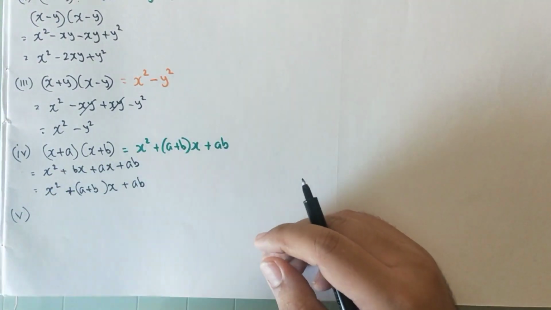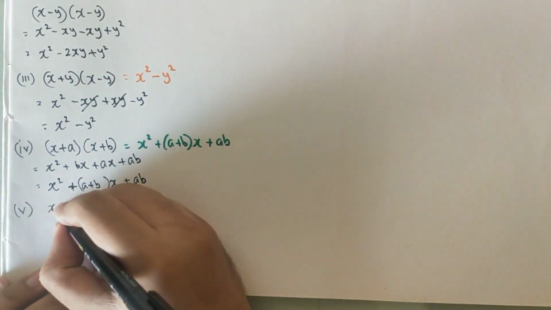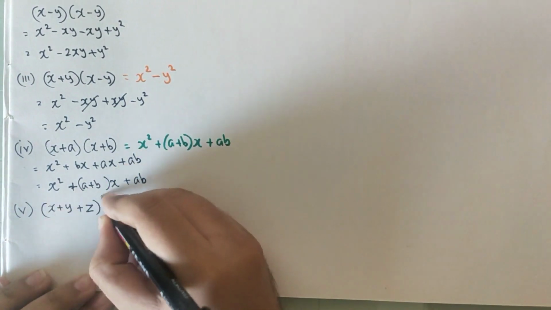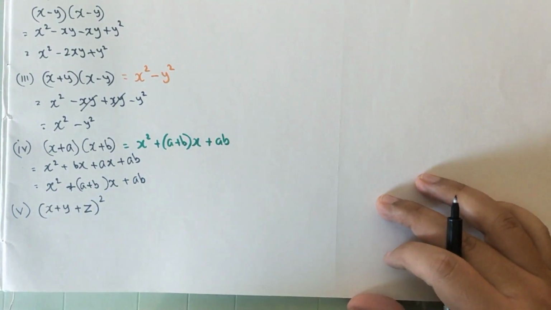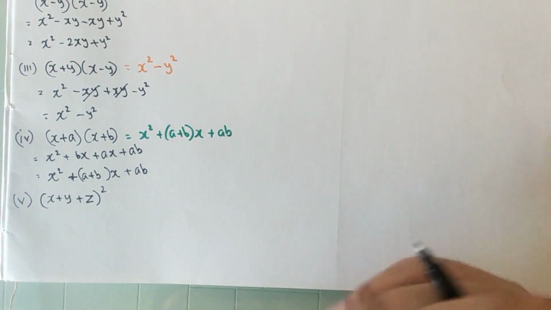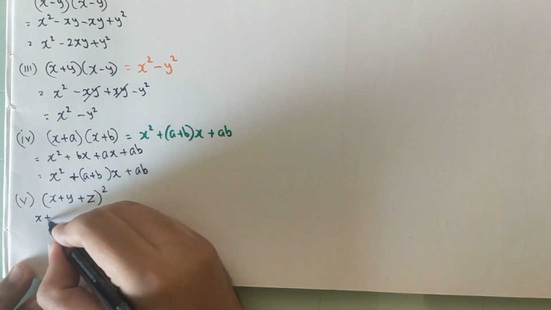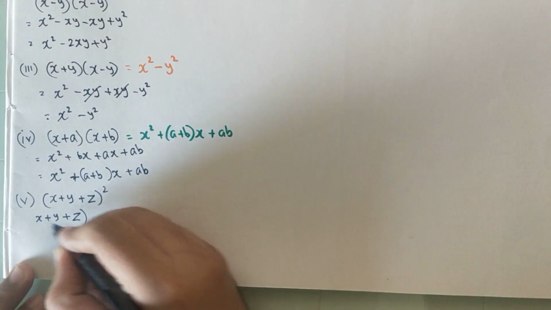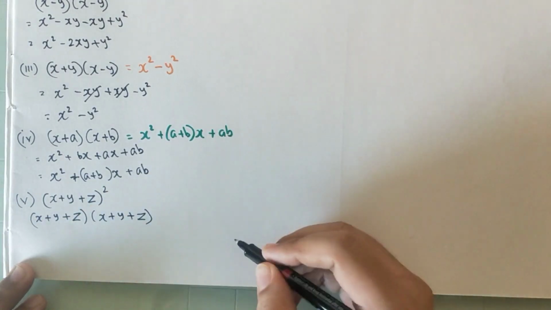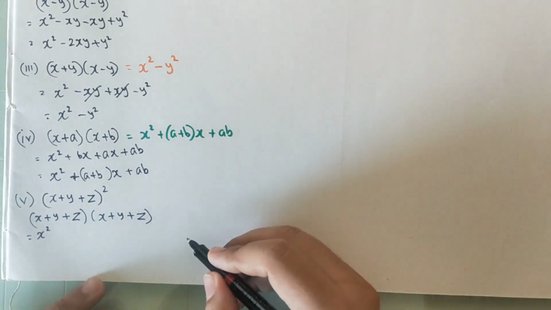Now in the 5th identity, there will be 3 terms, like x plus y plus z the whole square. Since 3 terms are getting added in the bracket and they are getting squared, I will do x plus y plus z multiplied by x plus y plus z. First term with the first term, that is x square.